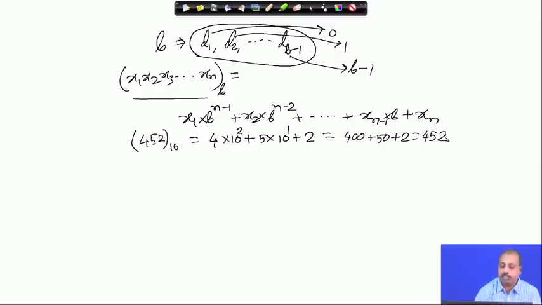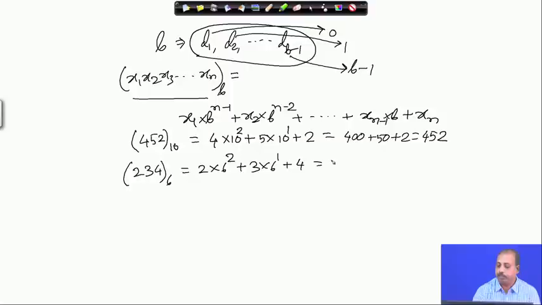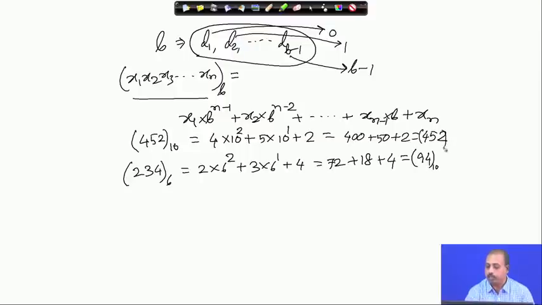Okay. So, in this way whatever be the base, accordingly we can find out the corresponding number in the decimal system. For example, if I take any arbitrary number say 234 to the base 6. What is this number? This number is 2 into 6 to the power 2 plus 3 into 6 to the power 1 plus 4. So, that is 72 plus 18, 90, plus 4, 94 in the decimal number system.